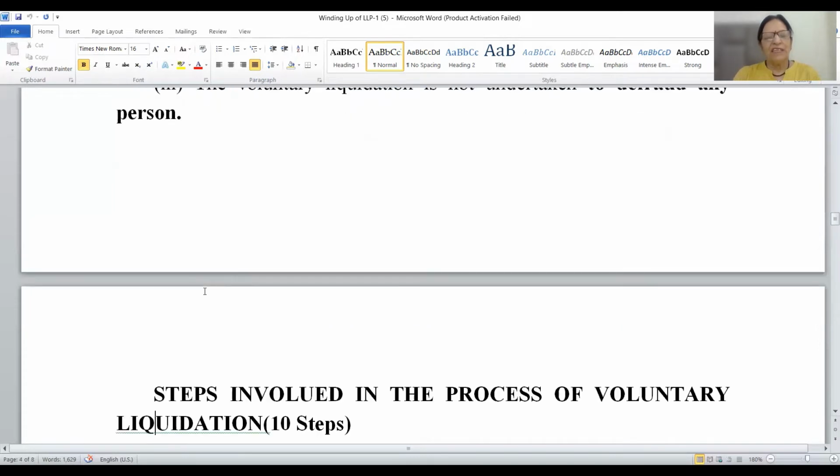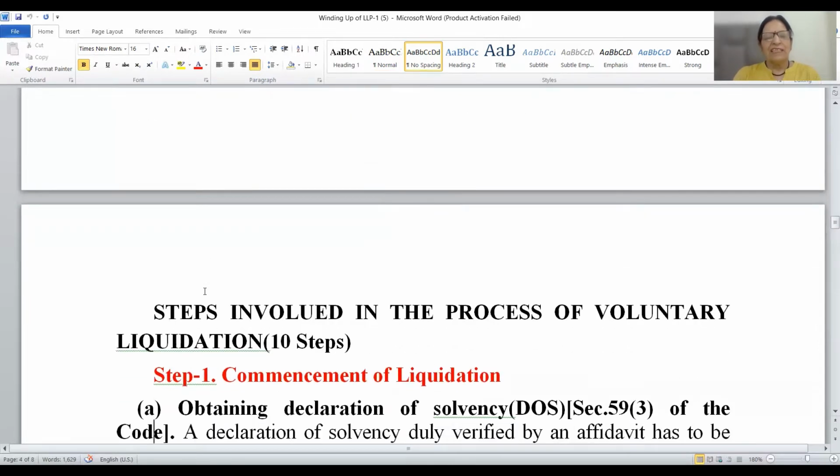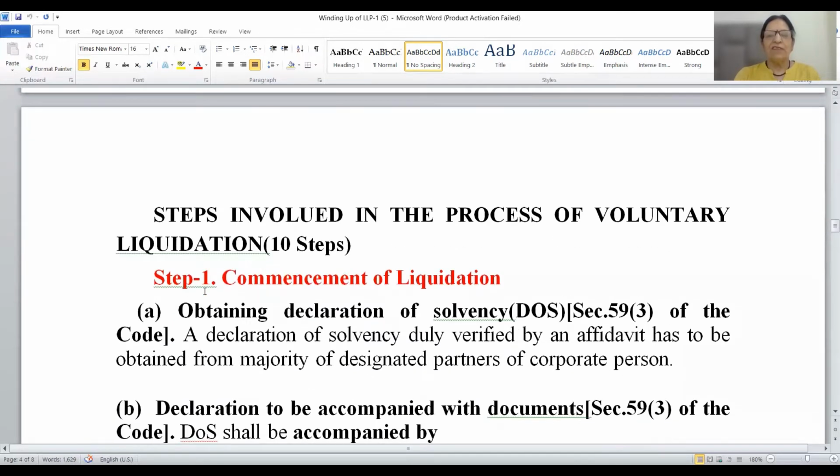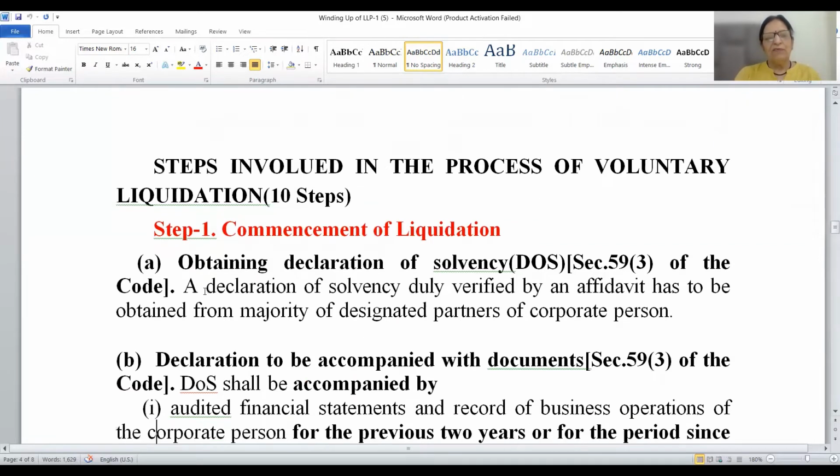Moving ahead, friends, now I'll take up the heading, steps involved in the process of voluntary liquidation. Friends, there are 10 steps. I'll take up this procedure or steps involved in the voluntary liquidation. The 10 steps. First one is commencement of liquidation. Now here, friends, under this first step, there are a number of sub-points which I would like to discuss. The very first point is regarding obtaining declaration of solvency, which is DOS.